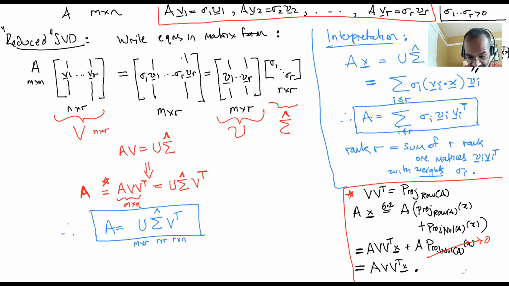So that's the reduced SVD. And that has this interpretation, which is sort of an additive interpretation. It allows you to write A as a sum of some other matrices. So I'll just put the additive interpretation here.